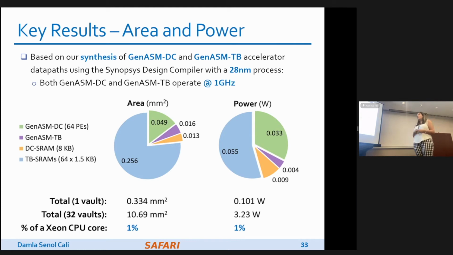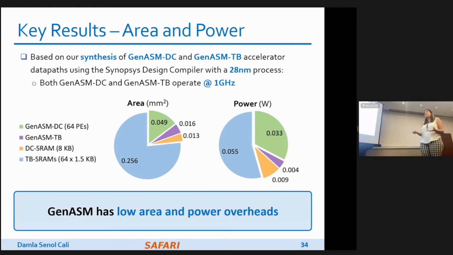So when you look at all of them, both in terms of area and power, they are just taking 1% of a state-of-the-art CPU core. So we can say that it has low area and power overheads.